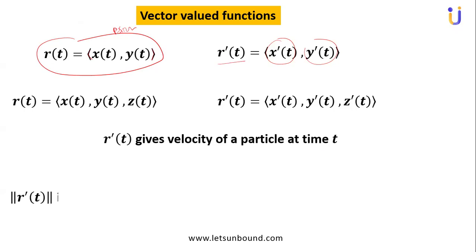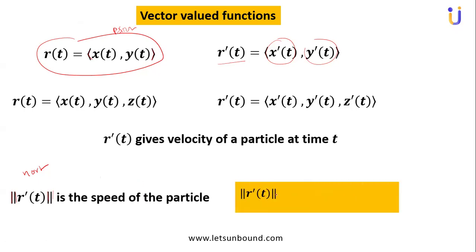And norm r dash of t looks like a modulus, but in vectors we use the double modulus symbol, which we call the norm of a vector, which is the speed. To represent the magnitude, the speed of the particle, it's a number, right? So norm r dash of t is the square root of x dash of t squared plus y dash of t squared. And if there is a z, you can just extend the formula to plus z dash of t the whole squared. It's very similar to the modulus form, but we have some difference in notation here. And this will give the speed; r dash of t will give the velocity.